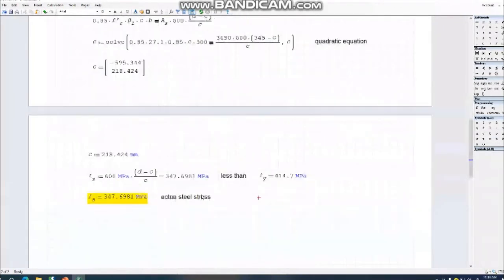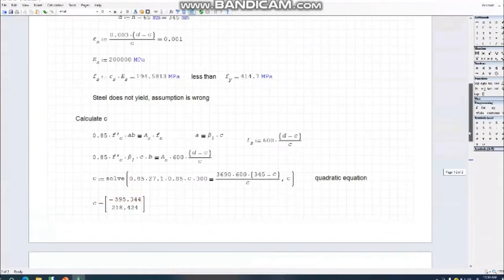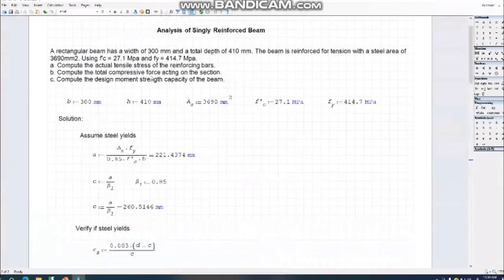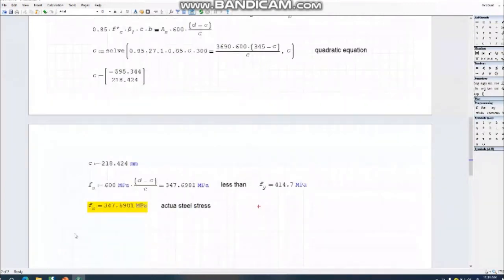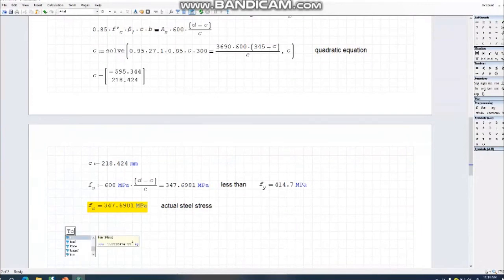Okay, so this is the actual stress. Next natin, the total compressive force, capital C. Since we have the actual stress, we have na the total compressive force.